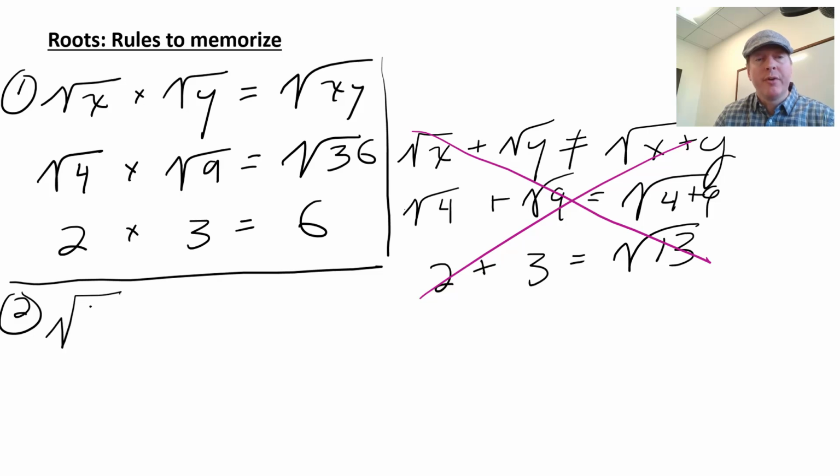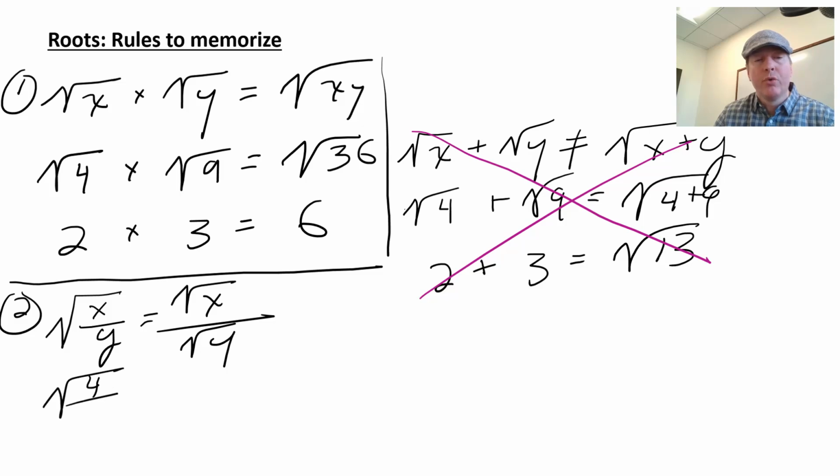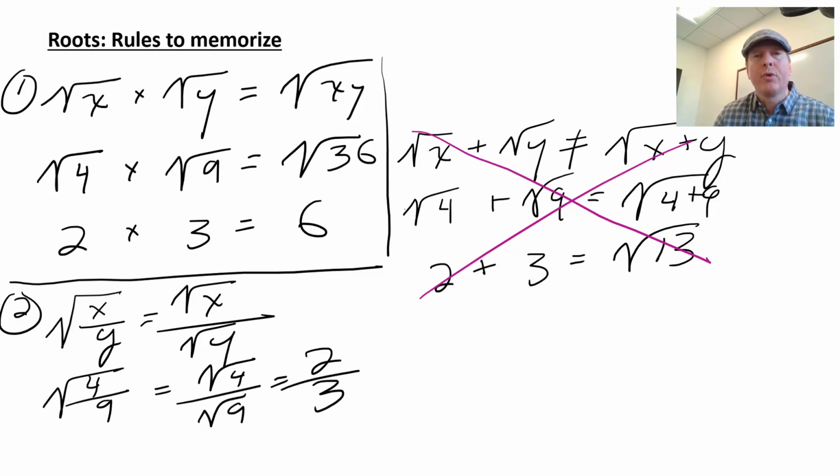How about the square root of x over y? The square root of x over y is the same thing as the square root of x divided by the square root of y. So if you saw the square root of 4 over 9, that is the same thing as the square root of 4 divided by the square root of 9. That is 2 over 3.